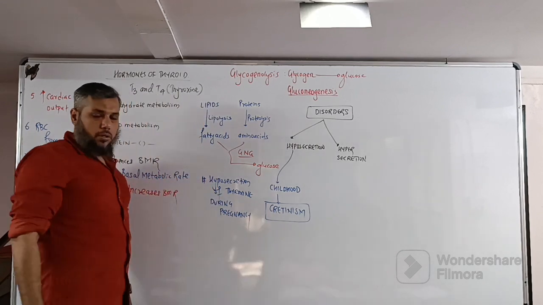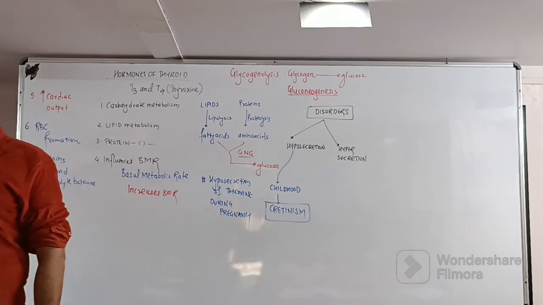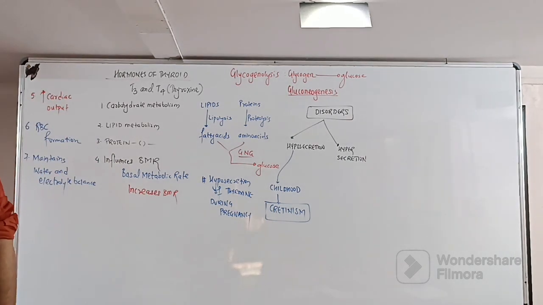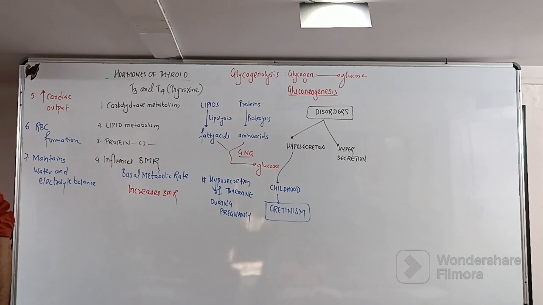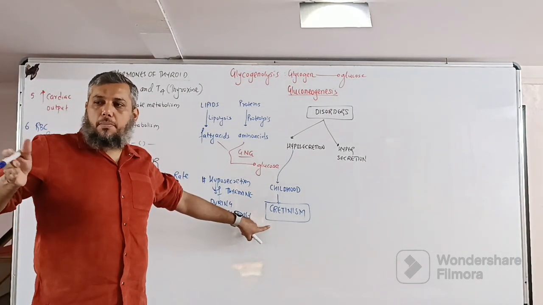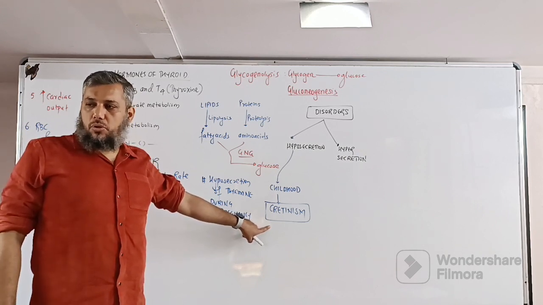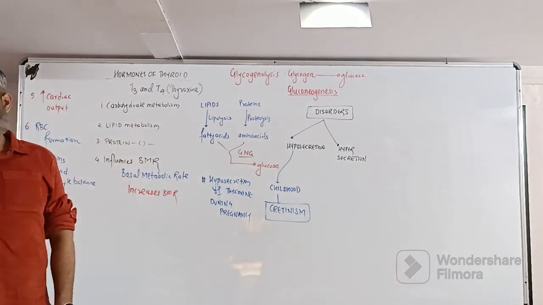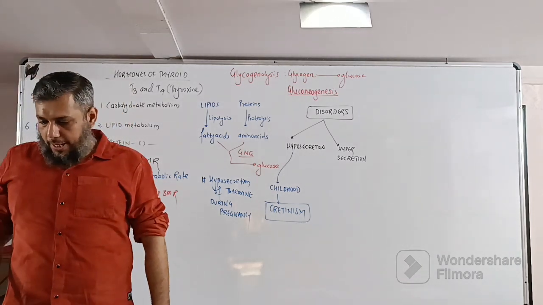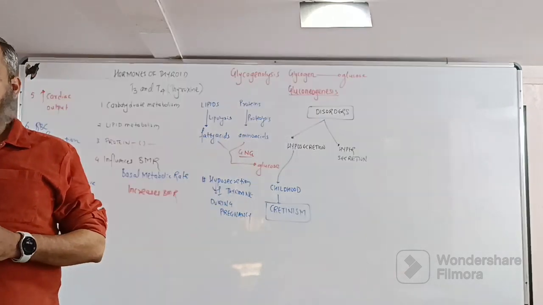So don't you think if a mother suffers from hyposecretion of thyroxine, the child can suffer from cretinism, because during its development inside the mother's womb, at the time of development, the thyroxine was low. You get my point? Such a child will have stunted growth.